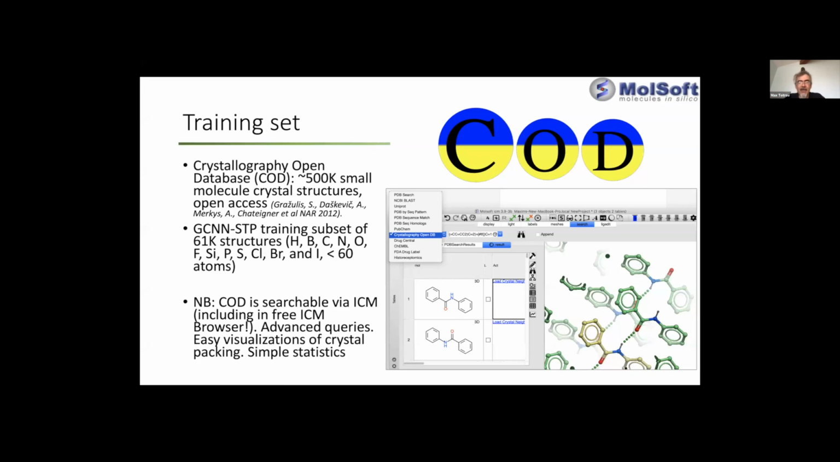I just wanted to mention that the COD is available within ICM. As a side note, you can go to the search bar, find it under Crystallography Open Database, do a query, and get a series of structures. You can review their lattice arrangements, and this is even in the free ICM browser. So if you don't know about it, please try.